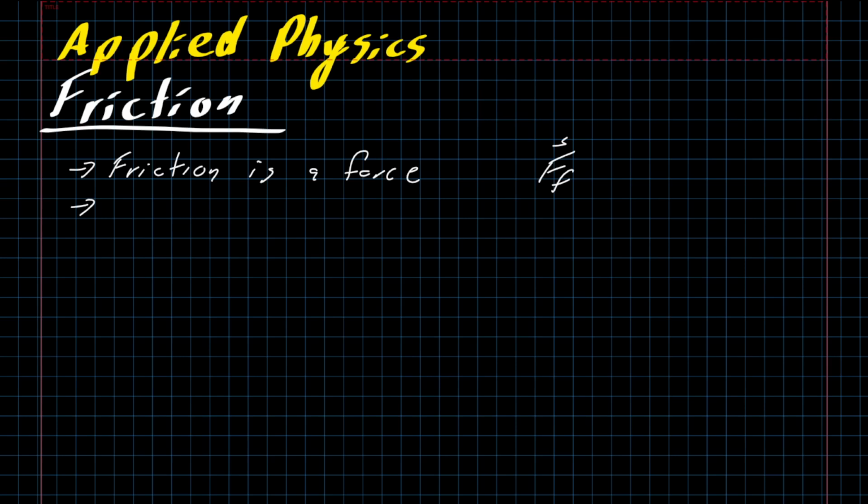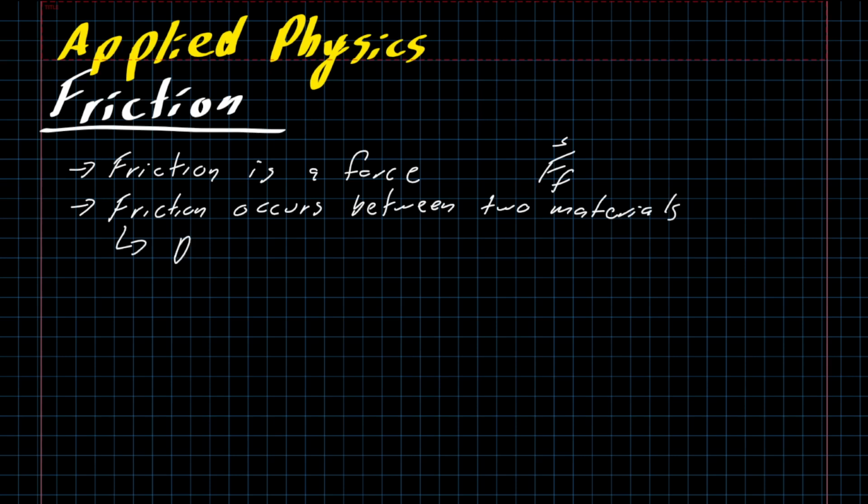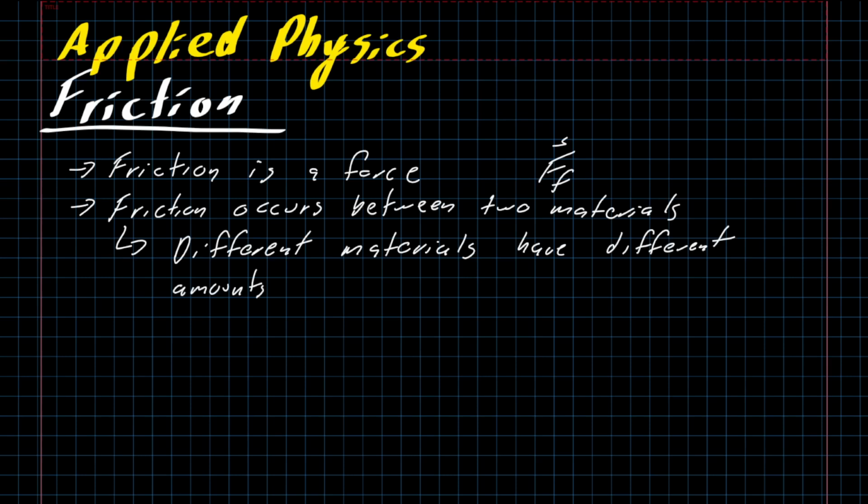We know that friction occurs between two materials. And related to that, different materials have different amounts of friction.